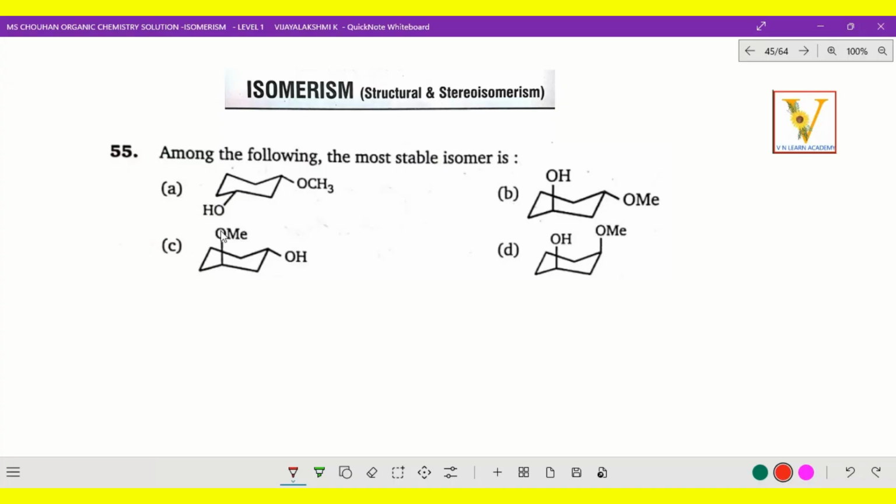The next question is also very simple. Among the following, which is the most stable isomer? You know very well, equatorial means that is most stable. Now how do we identify? You know very well equatorial and axial. Now this is equatorial and this is also downwards. This is equatorial, and upwards it's axial.